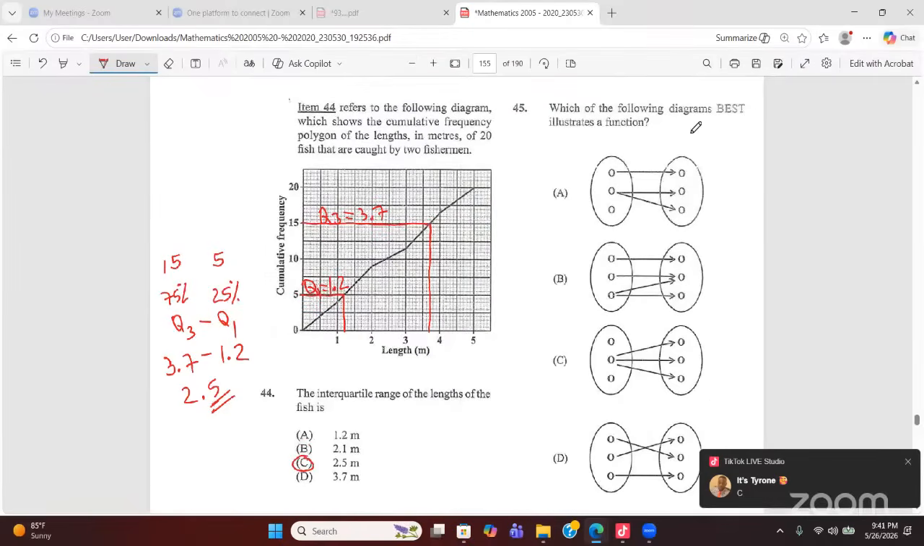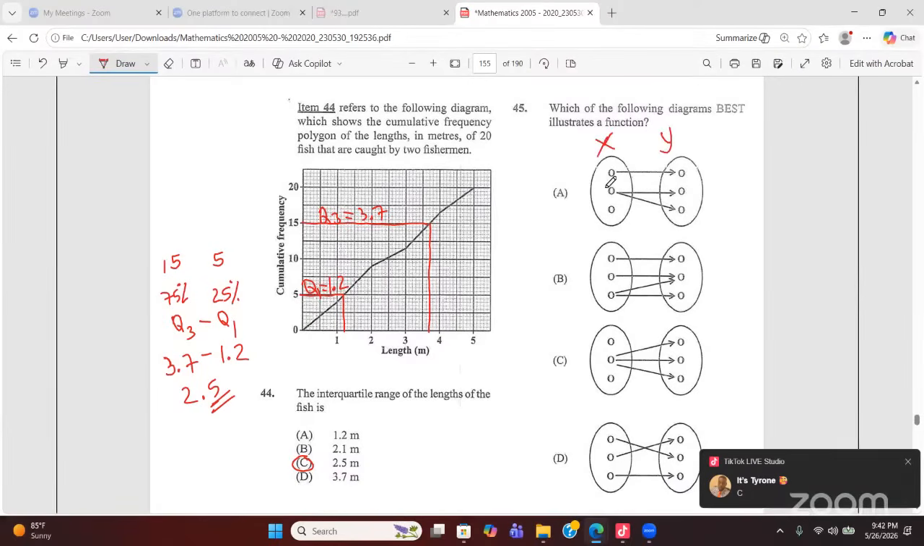It says, which of the following diagrams best illustrates a function? Let me just say this again. Whenever you're doing a function, the arrow can only go to one thing. So if you see an arrow go to two different things, it's not a function. So these are basically your x, because the arrow leaves here and it's pointing towards y.